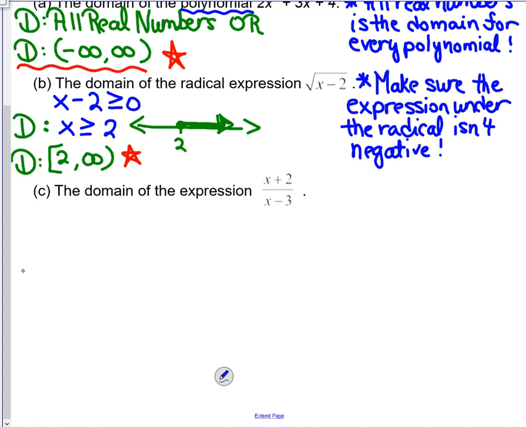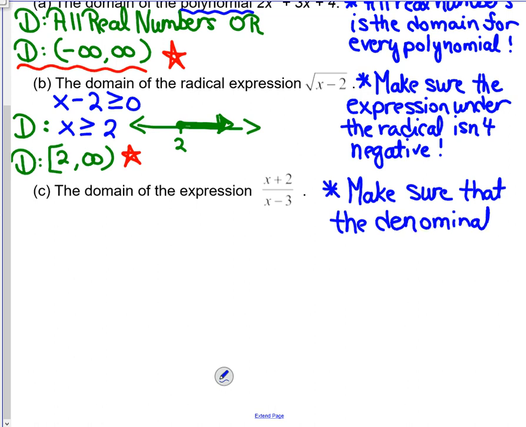So you can plug any number you want in for x in the numerator. X plus 2 is a nice polynomial. Any number is going to work up there, and any number really will work with x minus 3 in the denominator. But the problem is, because it's in the denominator, you can't let it equal 0. So a little side note, make sure that the denominator isn't equal to 0.